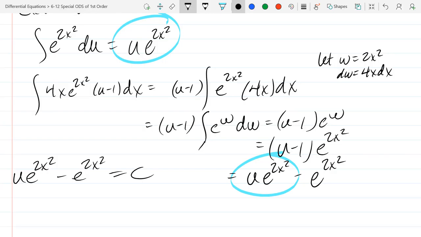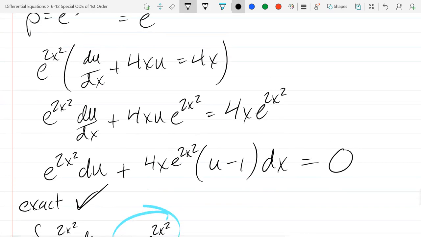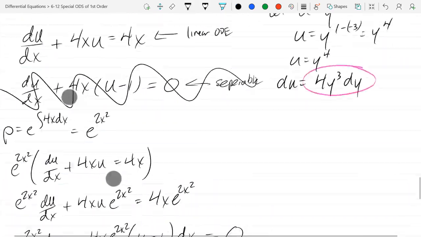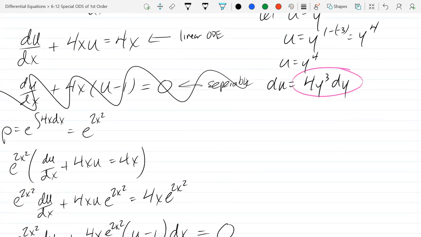Equals constant. But u is something we just made up. So we have to unsubstitute for u. So somewhere. Oh, too far. u is y to the fourth.